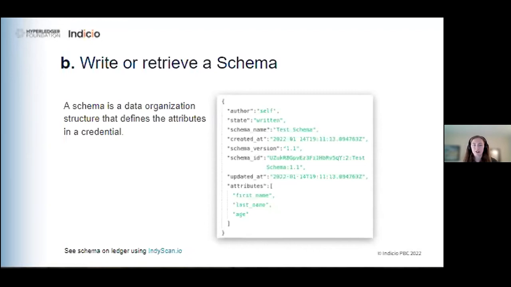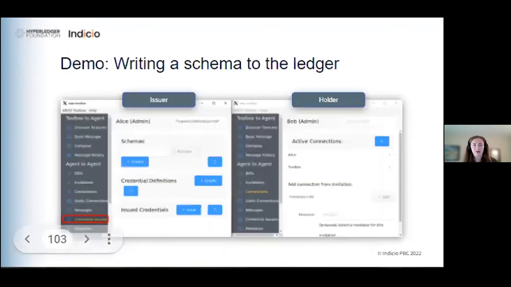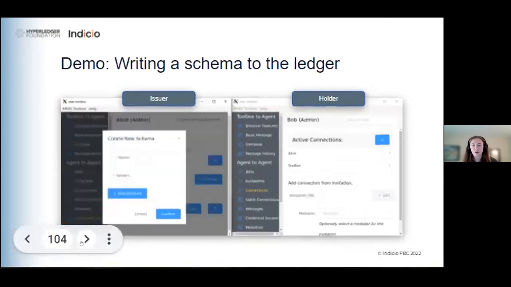And after we have written the schema to the ledger, we can also see it on the ledger using the IndyScan tool that Lynn demonstrated earlier. And if you are retrieving a pre-existing schema, this is where you'd want to retrieve that schema ID. And so for a quick demo of how to create a schema in the toolbox, we will navigate back to Alice, the issuer. And now we are going to click on this credential issuance section. And we will click create under schemas. And this will bring up a window to create a new schema.